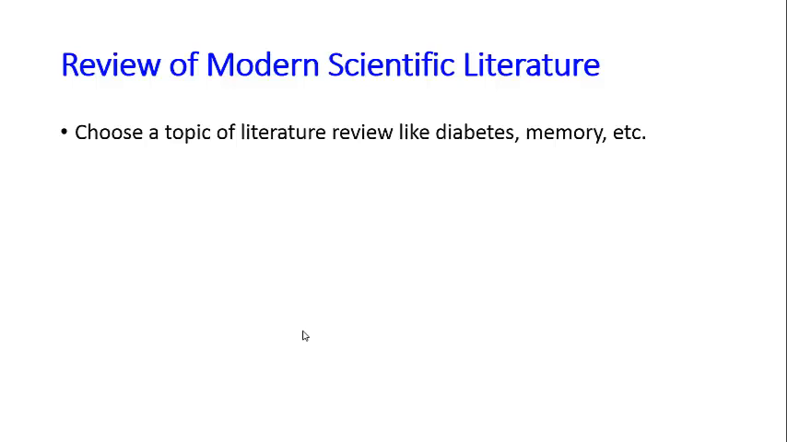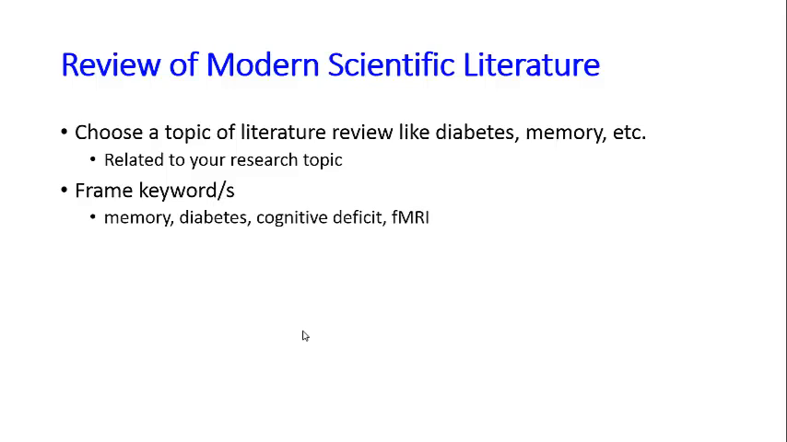For this, choose a topic of literature review like diabetes, memory, etc. This should be related to your research topic. Then again, make a framework of the ideas and then select the keywords. The keywords should be related to your main topic. It could be memory, diabetes, cognitive deficit, fMRI, etc.